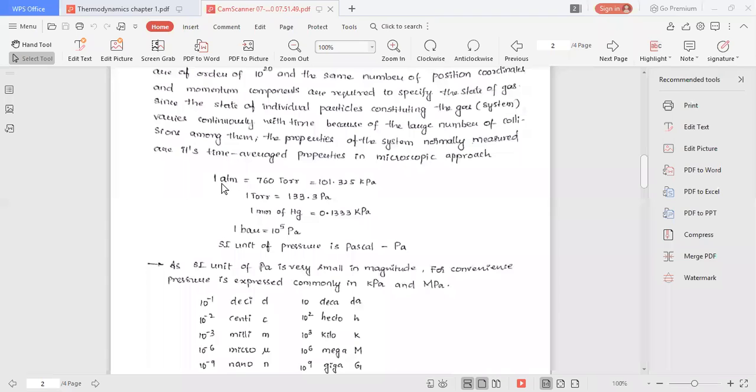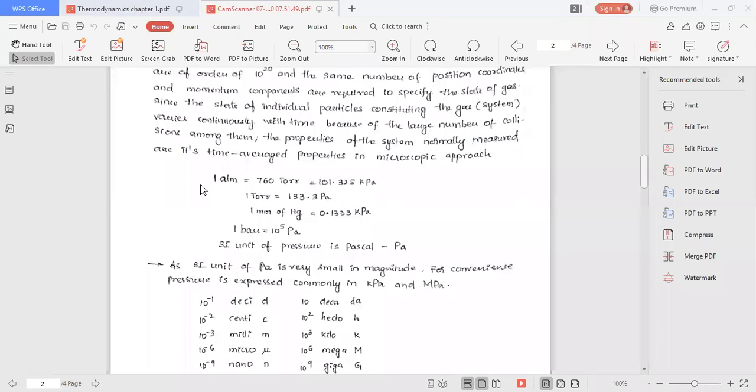One atmosphere is equal to 760 torr, and this is equal to 101.325 kilopascal. Kilopascal means kilo, which you must show by small k, and again capital P and small a. These are some conversions. What is one atmosphere equal to in kilopascal? You have to say 101.325 kilopascal.